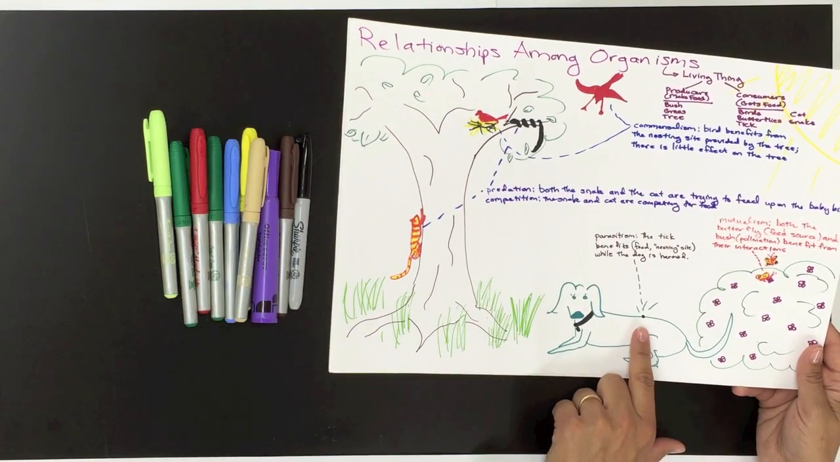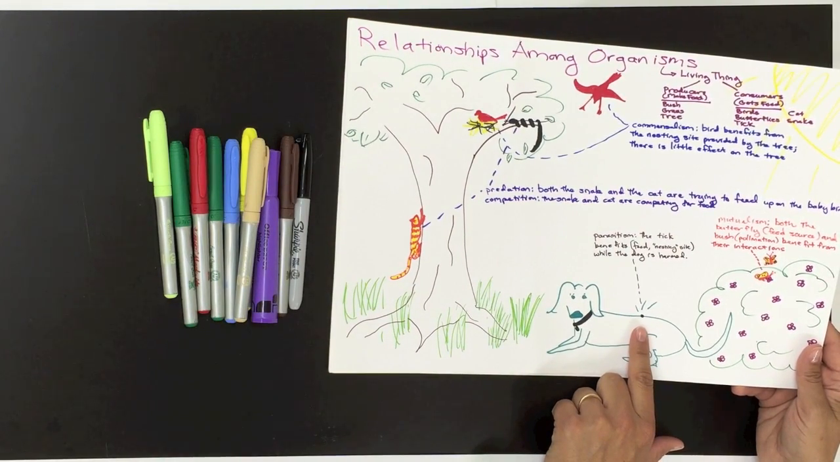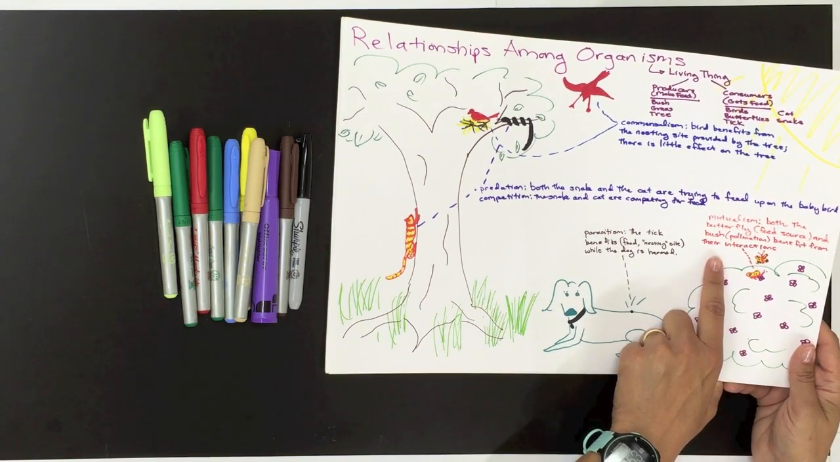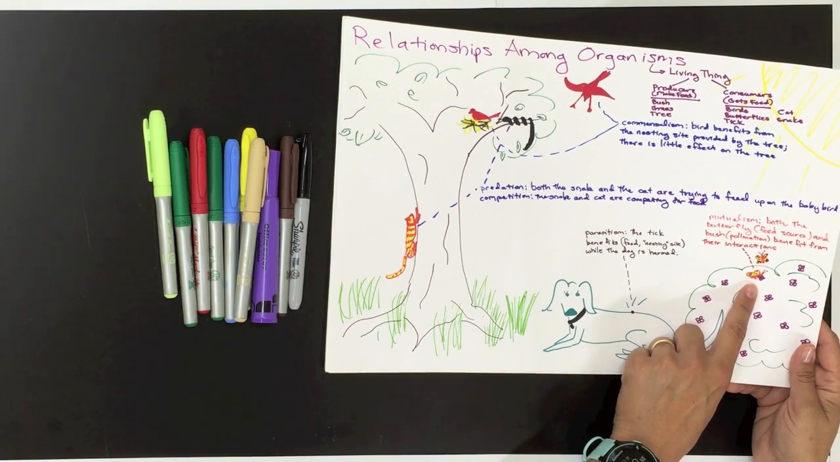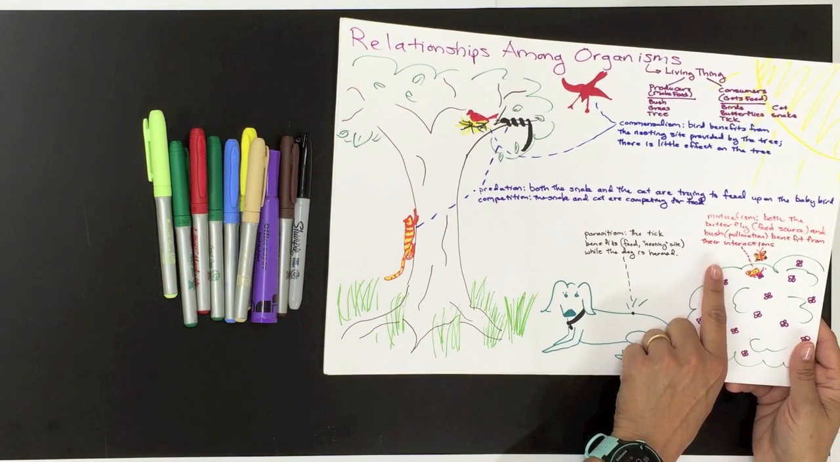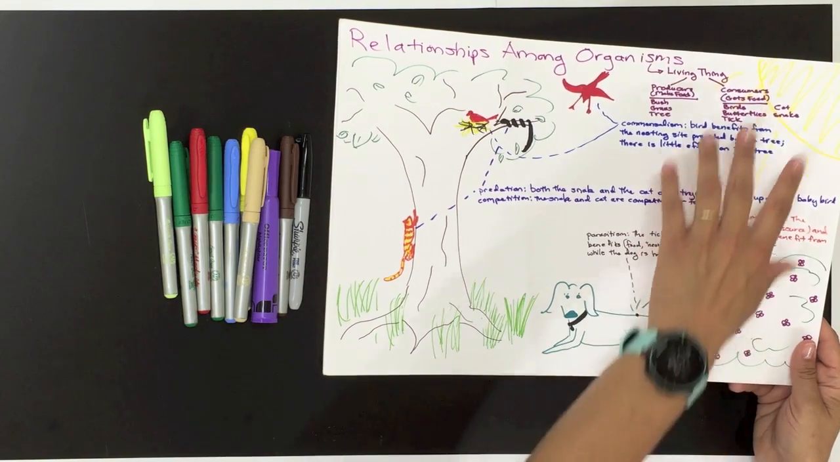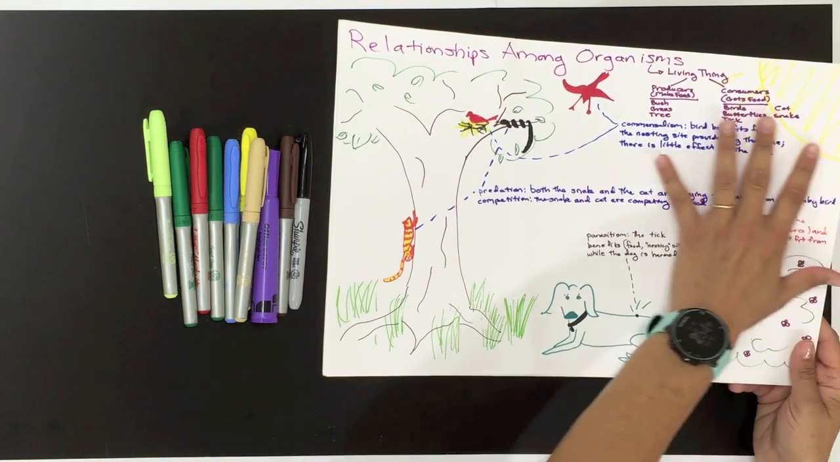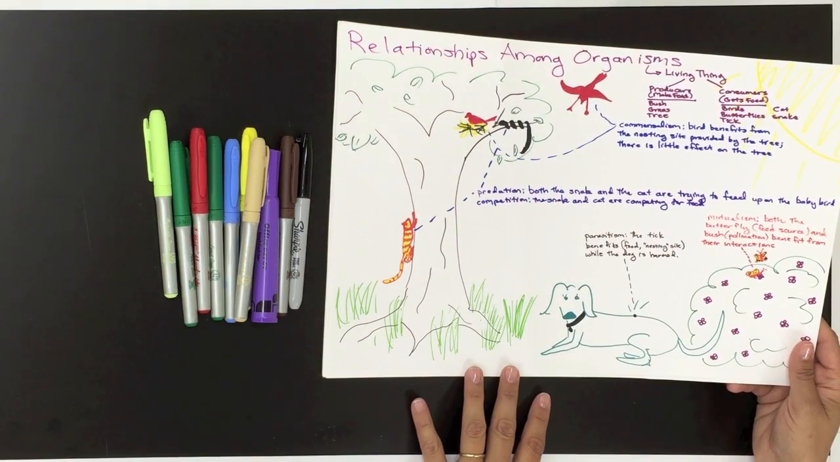Parasitism, there's a tick biting the poor dog. The tick benefits from food as well as a nesting site or shelter, while the dog is harmed. And finally, mutualism, both the butterfly, who's gaining a food source, and the bush, who's benefiting from pollination, are benefiting from their interaction with each other. And then the student also has the sun showing, which of course drives everything that's taking place with these organisms.